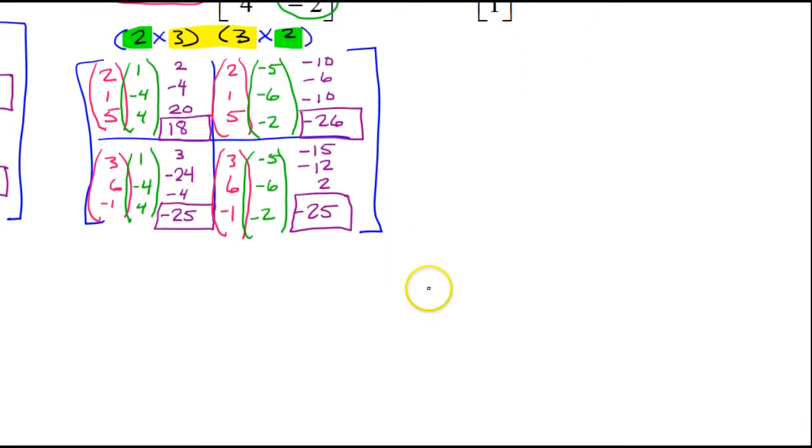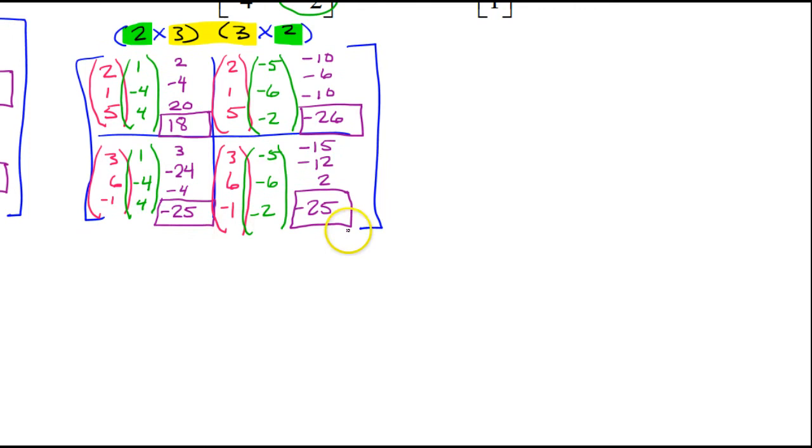So looking at the numbers in the boxes here, which represent my final answer, pulling those out, the product, my final answer, will be 18, -26, -25, and another -25. So this will be the final answer.